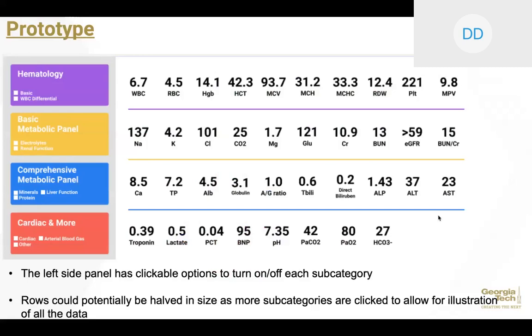Here is the blood tests section. As per the Excel document, it's broken up into these different categories: hematology, basic metabolic panel, comprehensive metabolic panel, cardiac, and more. Each of those has subcategories that the user can click on. All the data is illustrated to the right here. If they were to click on one of these subcategories, I'm thinking these rows would probably be halved in size to allow for illustration of more information. Next slide.